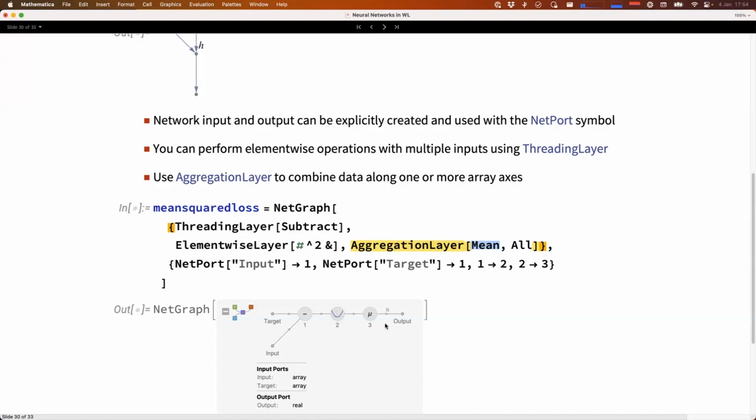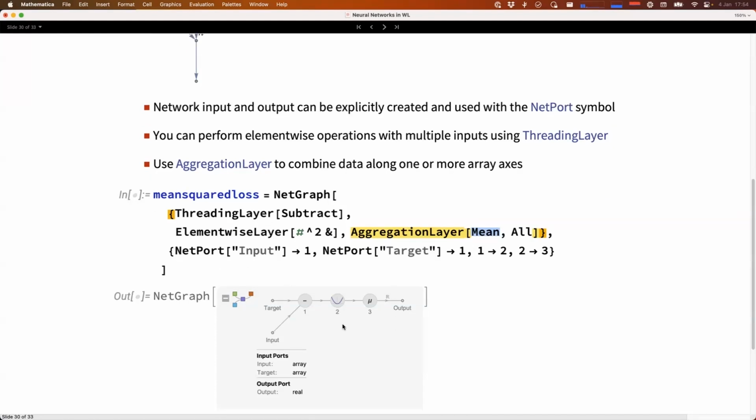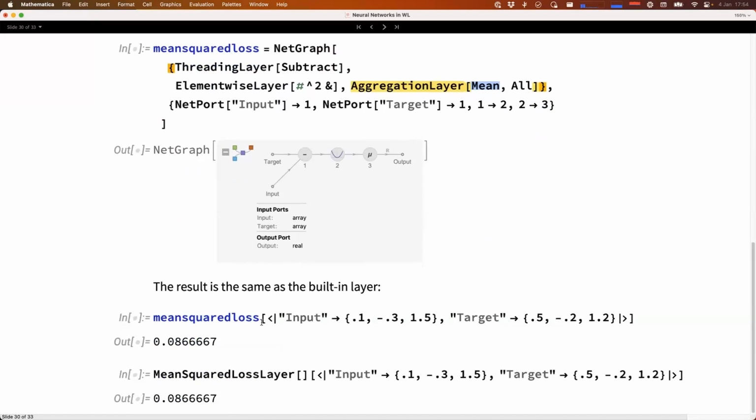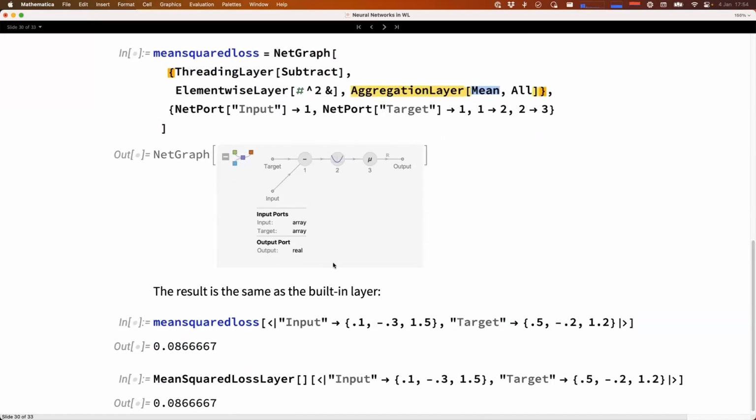In this case, this is quite a simple graph. But this is the explicit version of my mean square loss layer, and you can see it gives exactly the same output. Of course, in general, you want to use actual layers when they are available because they might have some optimization inside. In this specific case, I don't think there's any difference. But in general, you want to stick with the named one if you find it.